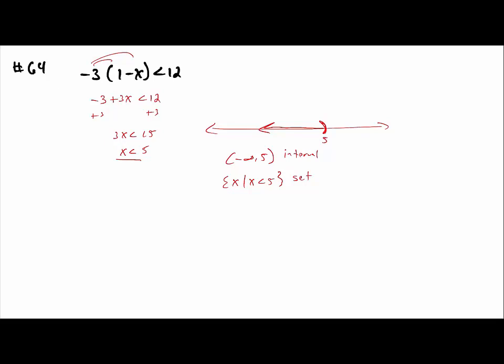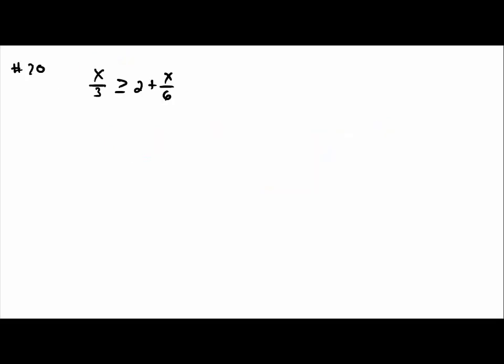For number 70, we're going to do the same thing again. Here we have x over 3 is greater than or equal to 2 plus x over 6. And so probably the best thing to do is multiply everything by 6 so we can get rid of the fraction, sorry. But before I do that, I'm going to go ahead and subtract the x over 6 from both sides.